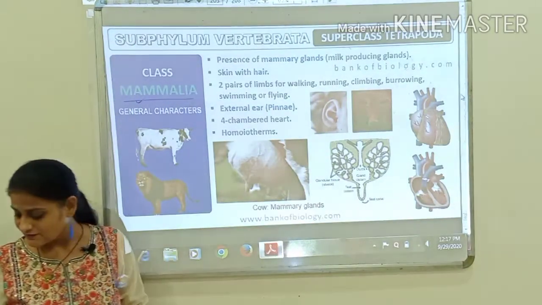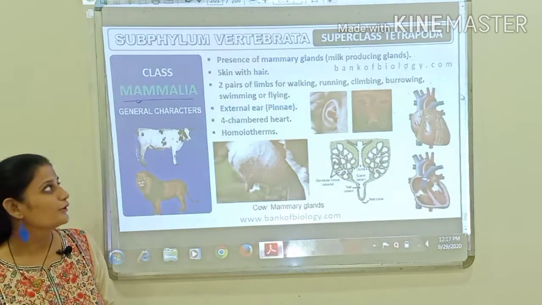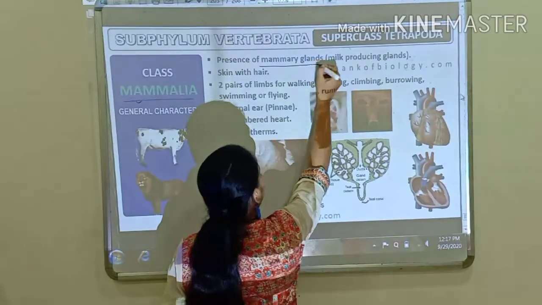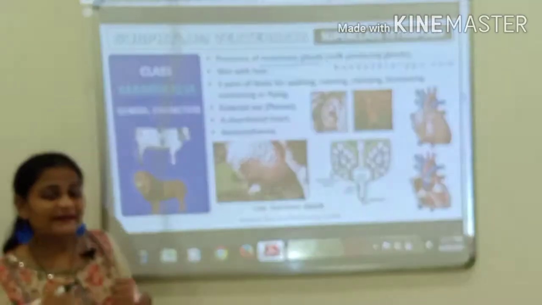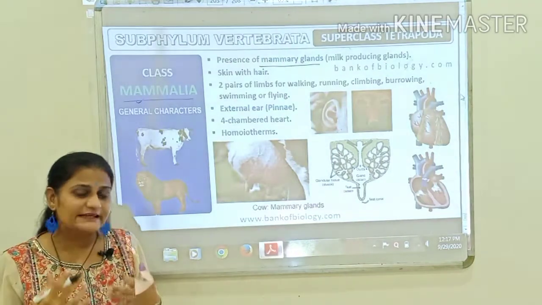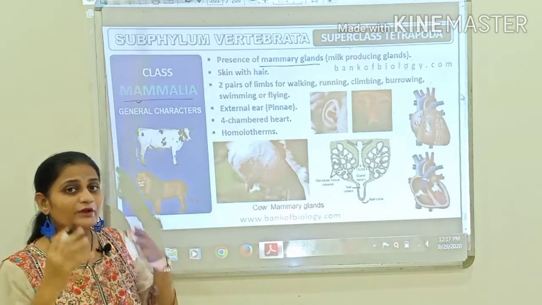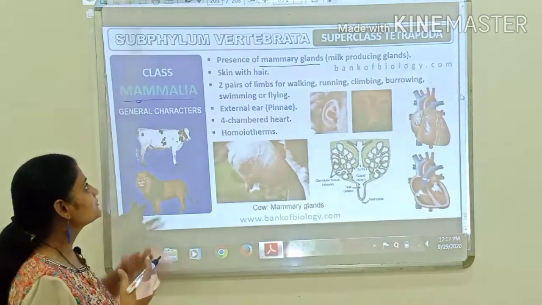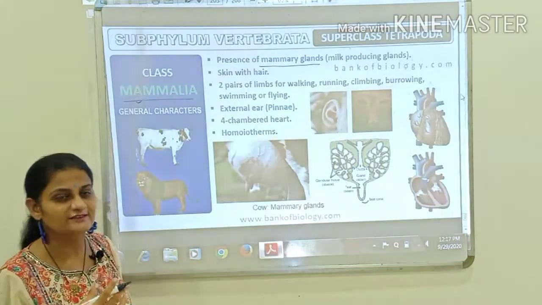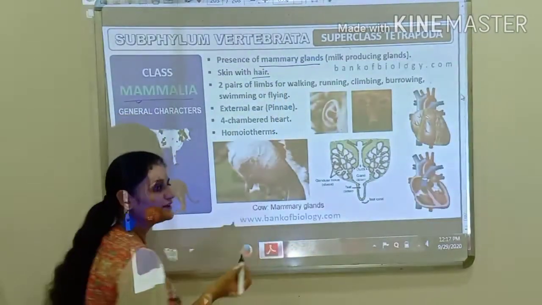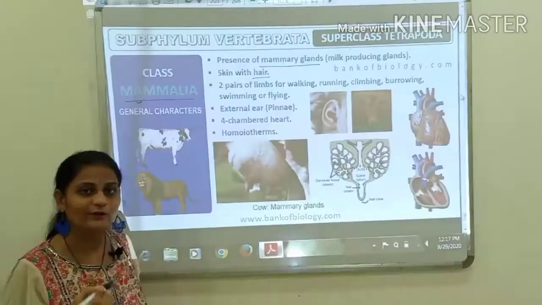Members of this class are identified by the presence of mammary glands. ठीक है, mammary glands present होते हैं. Mammary glands are the milk secreting glands. ठीक है, तो जो ऑर्गेनिज्म में mammary glands होते हैं उस ऑर्गेनिजम्स को हम क्या कहेंगे, mammals कहेंगे, राइट. And they have hair on their skin. स्किन पर हेयर होते हैं.